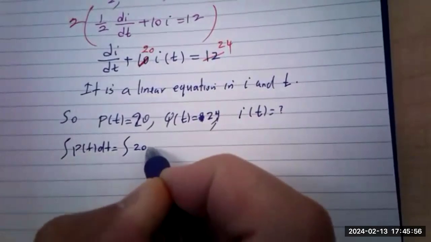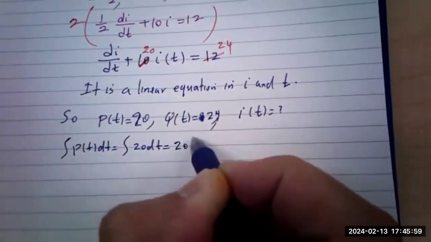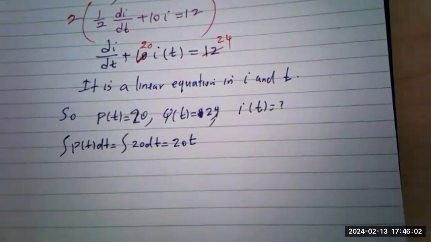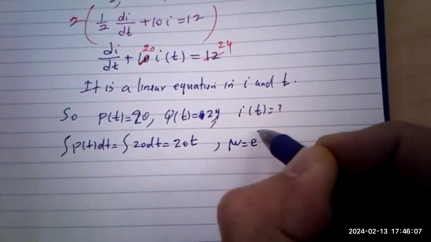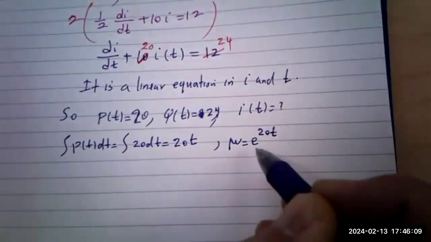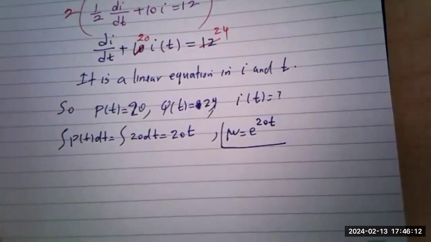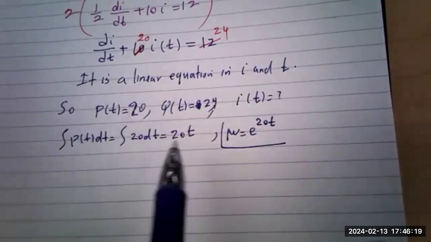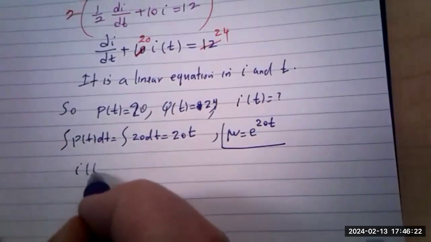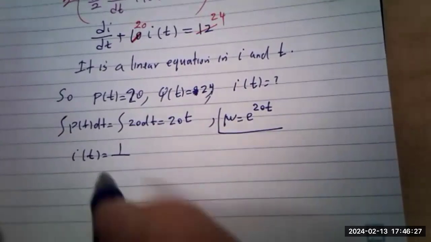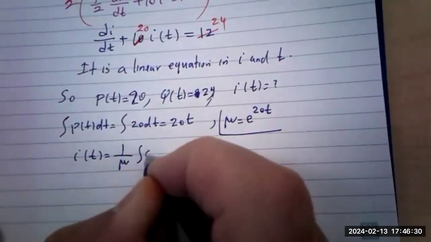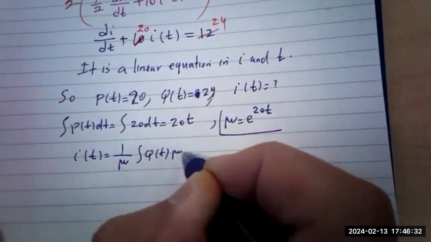It's easy, it's 20 dt, so that gives you 20t. That's going to be your p(t). So the integrating factor is e to the integral of p, which is e to the 20t. So going to the formula, I of t is going to be equal to 1 over mu. I just remind you, it's 1 over mu times the integral of q(t) mu dt.